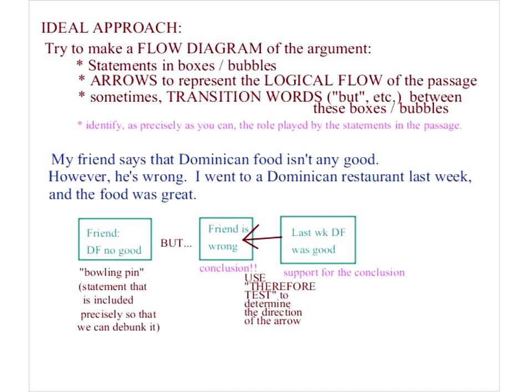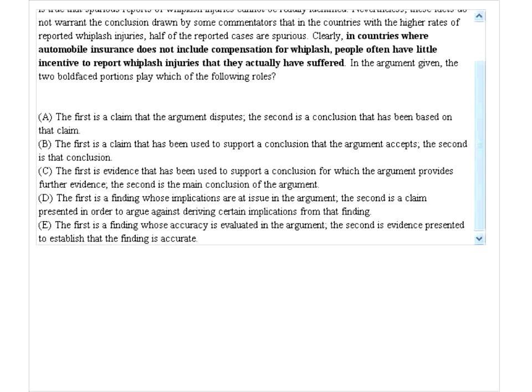Okay, let's go ahead and do this problem right here. I'll give you a time of about 2.5 minutes to work on this problem. When you're done, remember to use those buttons. Thanks.